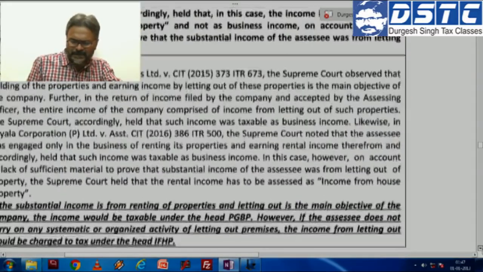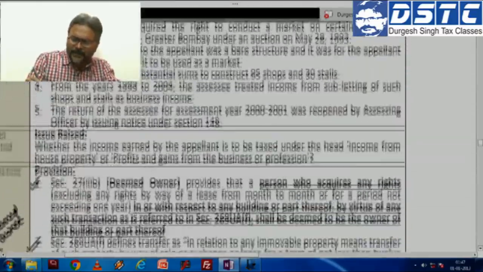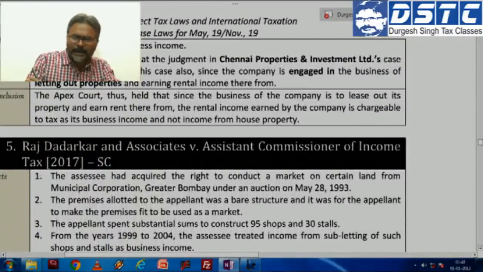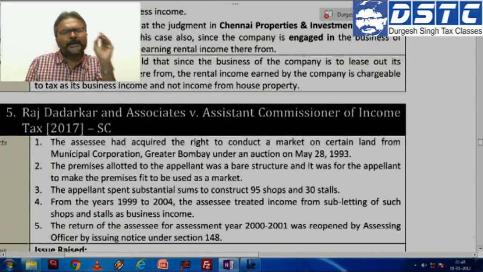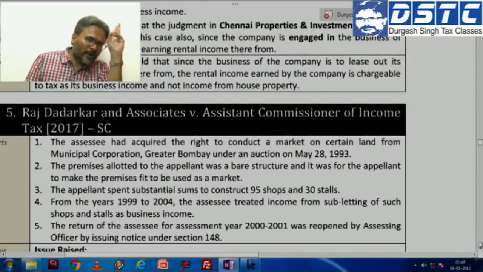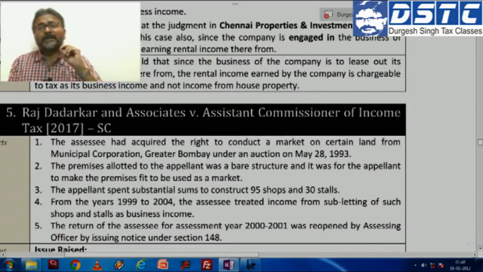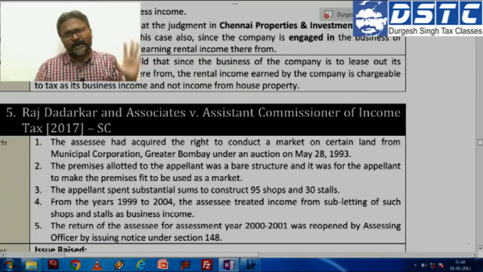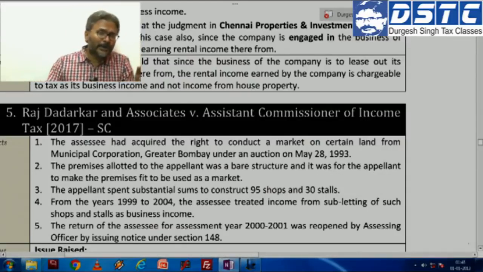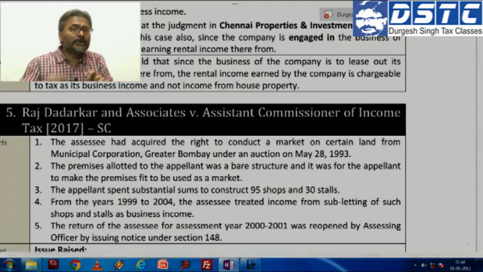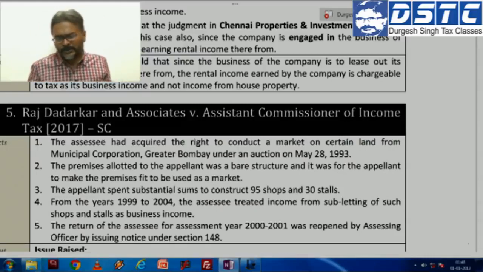Some comment, students, has been written, but as I told you, here also the provision needs to be known, number one, as well as the reasoning. Raj Dadarkar is equally important. How do you distinguish, if the question is on Raj Dadarkar's case or the case of Chennai Properties and Investment Limited? How will you distinguish between the two? Based on this: if it is a company, it is Chennai. If it is a partnership firm, with this kind of deemed owner position, with this kind of partnership deed which is inconclusive, which is quite vague, that is where you will distinguish between the two.